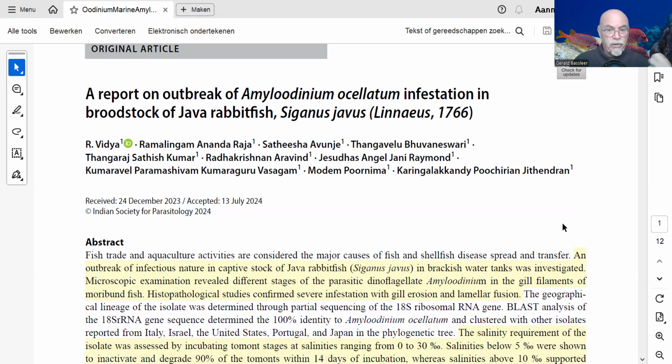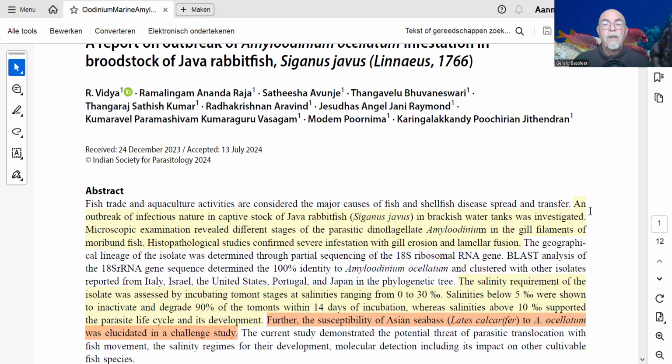To give you a little detail, the abstract is about an outbreak of an infectious nature in captive stock of Java rabbitfish in brackish water tanks. So these fish live in brackish water, most likely how they've been kept for breeding. Microscopic examination revealed different stages of the parasitic dinoflagellate Amyloodinium in the gill filaments of the moribund fish, and histopathological studies confirmed severe infestation with gill erosion and lamellar fusion. Well, we know that Oodinium badly affects the gills, and that's why the fish eventually die.